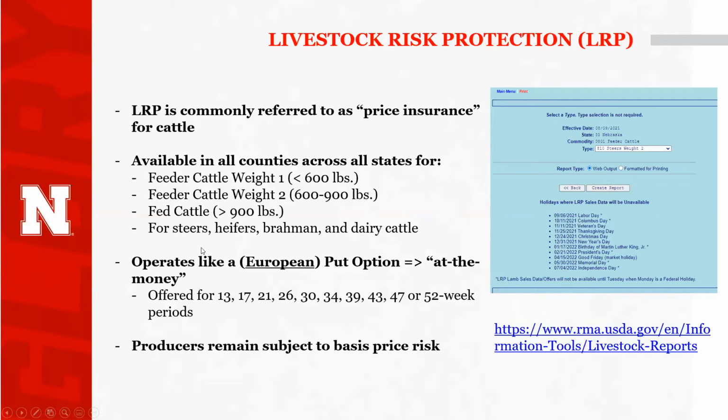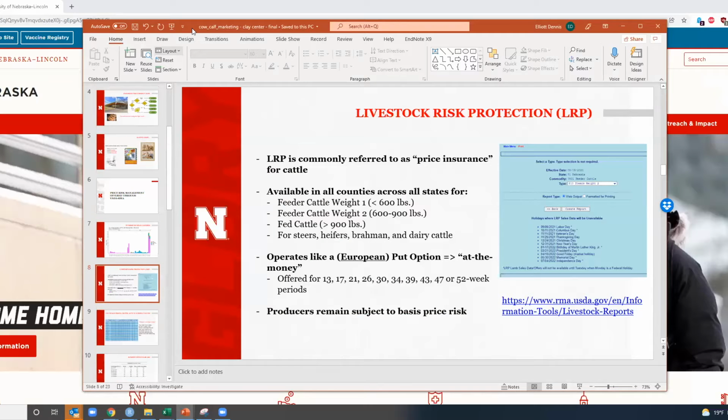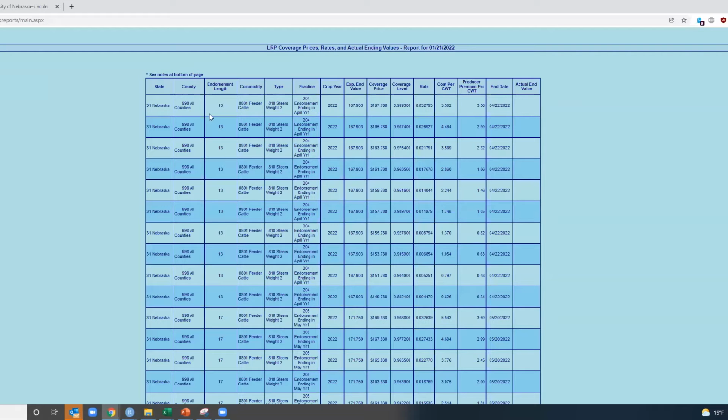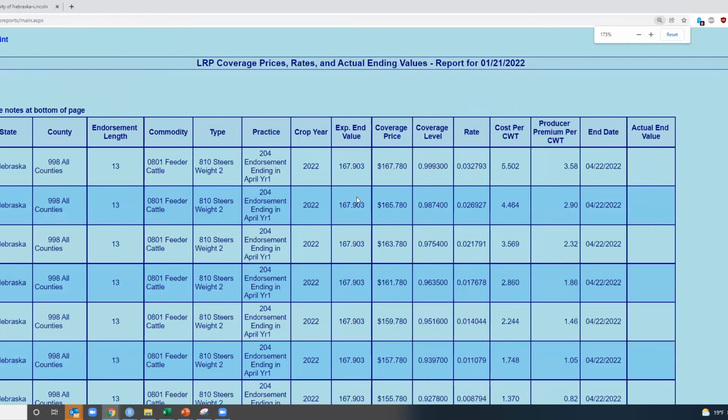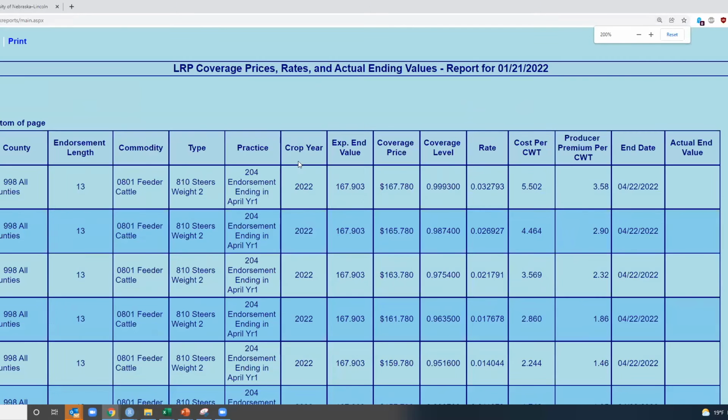I want to show you what that looks like, if possible. And I went ahead and just showed these rates. Can you guys see this, Brandy? Showing the RMA coverage price. Yeah, it's very small. Okay. See if I can zoom in here a little bit for you. This is what the coverage price would look like.